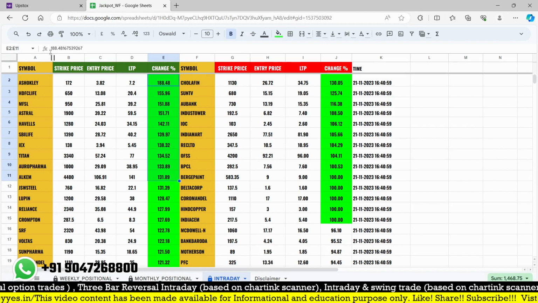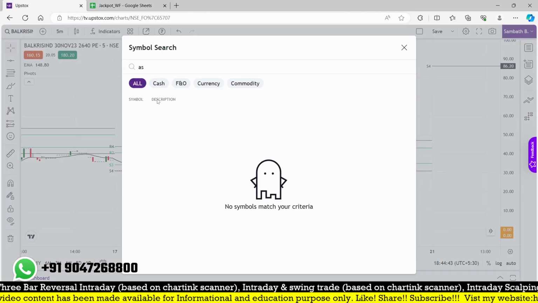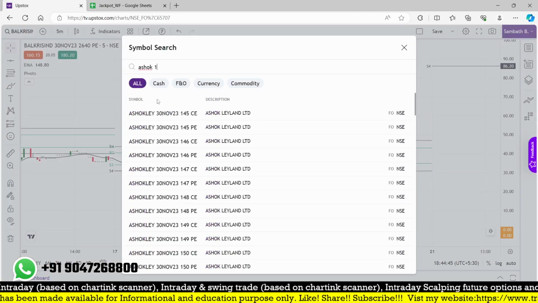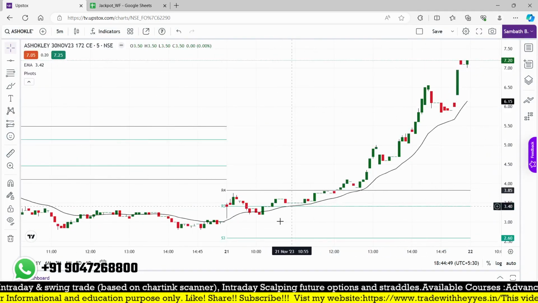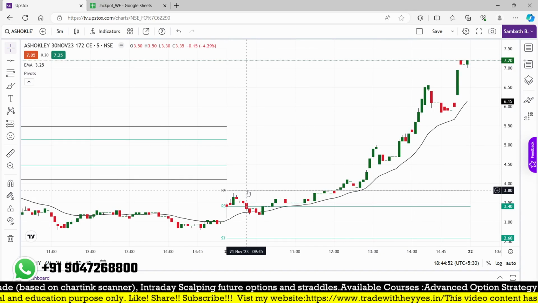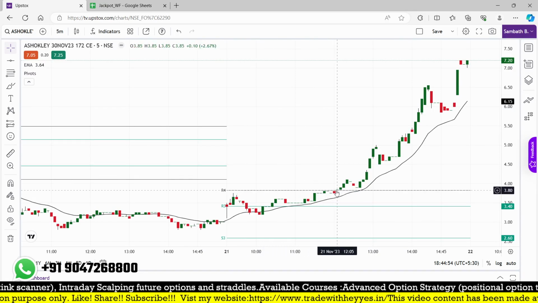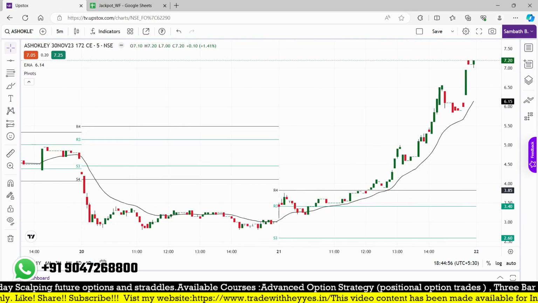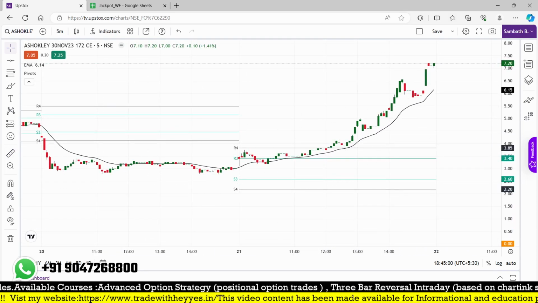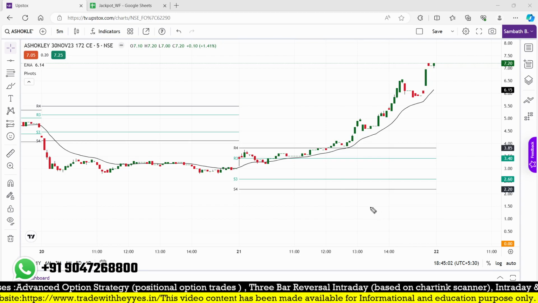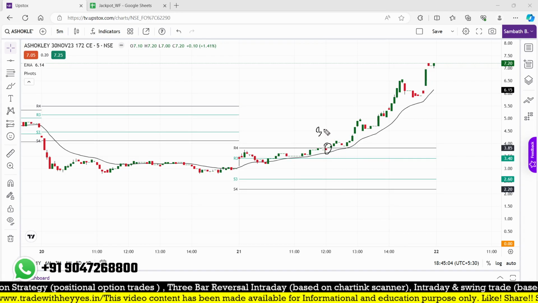Okay, so let me check Ashok Leyland 172, and what is happening on the 172 call option. You look at this. Today, it has not broken that level, but that level was broken by 12 o'clock. So this is my expected setup which I'm looking for here. We need to find such opportunities on the sheet. Then for an intraday, this is the level, and 3.85.